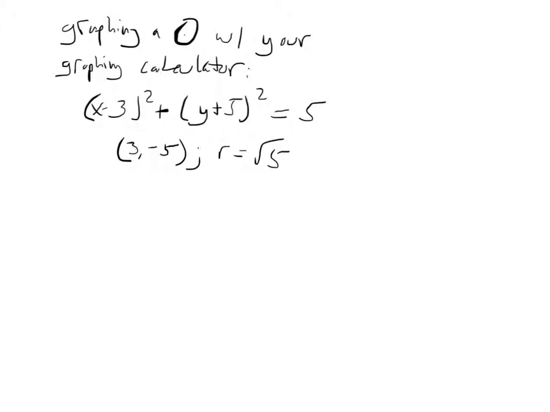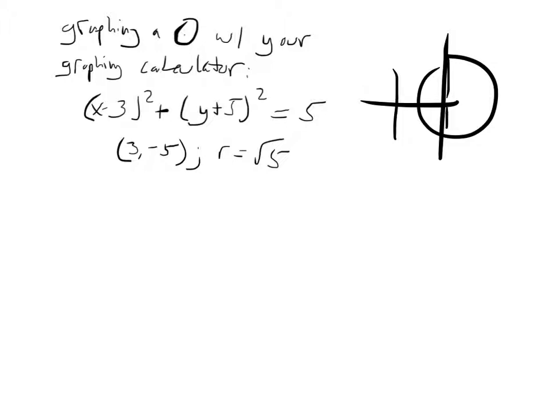A circle, remember, is not a function, it's a relation, because for an x value, I might have two y outputs. So I know that when I try to solve this for y, I'm not going to just get a single y equals. I should be getting two y values. So go ahead and solve this for y.